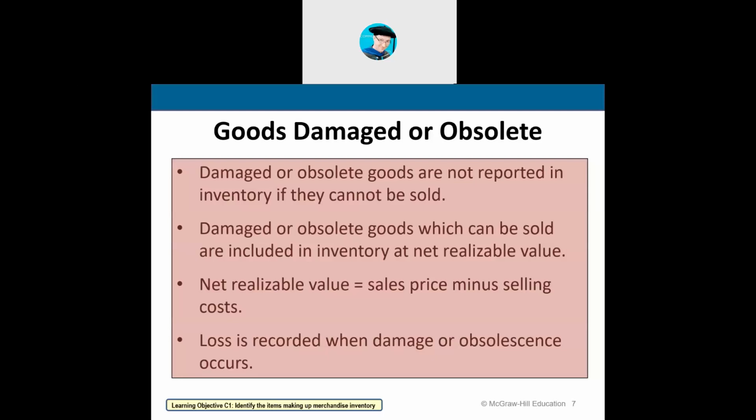Damaged or obsolete goods can be sold or included in inventory at net realizable value. Net realizable value is a new term for you all, so let's observe this. Net realizable value means the sales price minus any selling costs. Sales price minus selling costs. Selling costs include things like sales salaries and selling related expenses. What do they call commission? Yeah, sales commission.